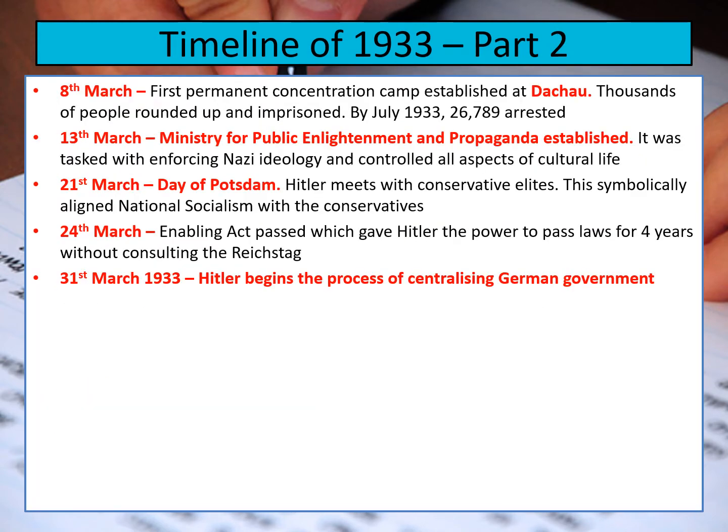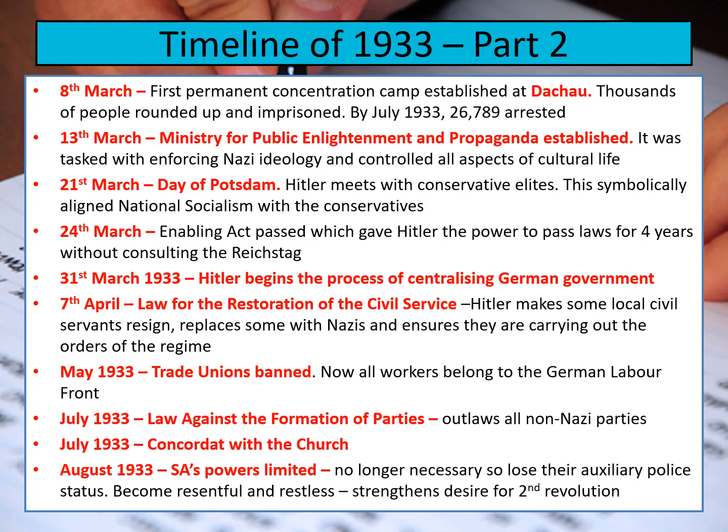So continuing with our timeline, still thinking about 1933, we're going to be thinking about from the 8th of March onwards. So 8th of March, we get the first permanent concentration camp established at Dachau. Now, they started with this one and then they had over 70 different camps by the time we get to the end of the year. This allows them to arrest thousands of people and imprison them. And obviously they're using some of those powers that they've had from the emergency decree, the Decree for the Protection of the People and the State that was passed the day after the Reichstag fire.